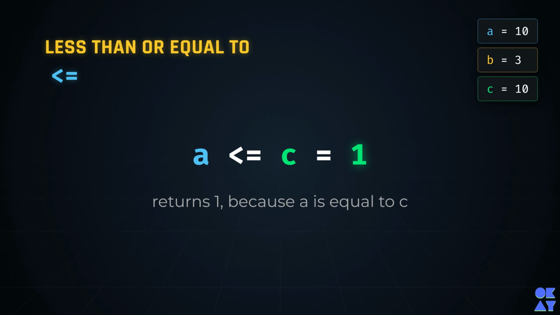A less than or equal to C returns 1 because A is equal to C. C less than or equal to A returns 1 because C is equal to C. Here also you can use multiple operands, but it is advisable to use brackets.